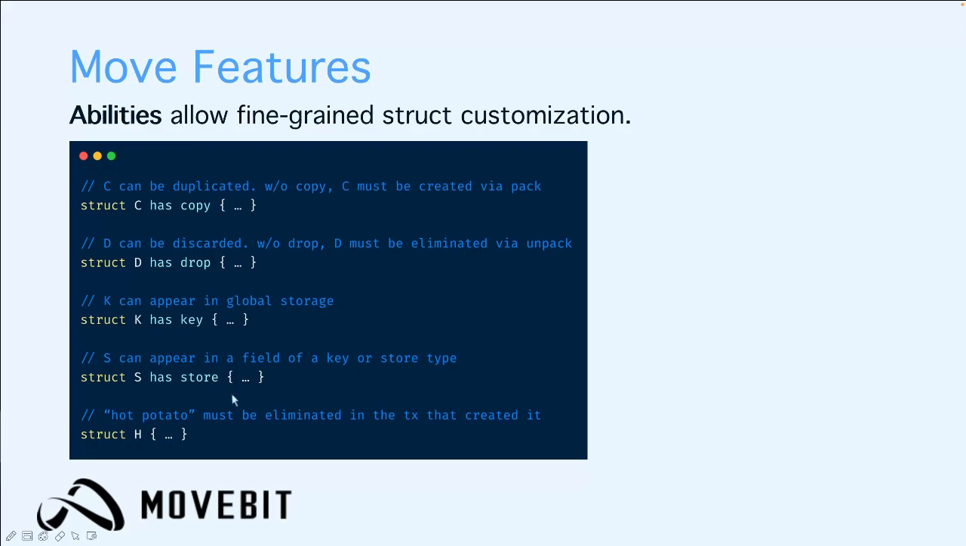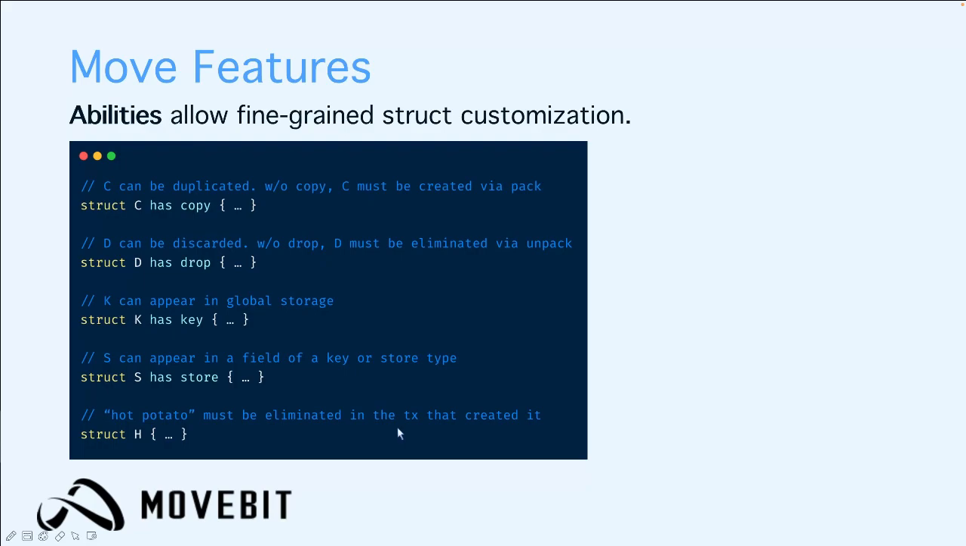Finally, structure H, which doesn't have any ability, we call the hot potato pattern. So it must be eliminated in the transaction that created it. This pattern is commonly used in the flash loan code example, and we'll come back to that later.